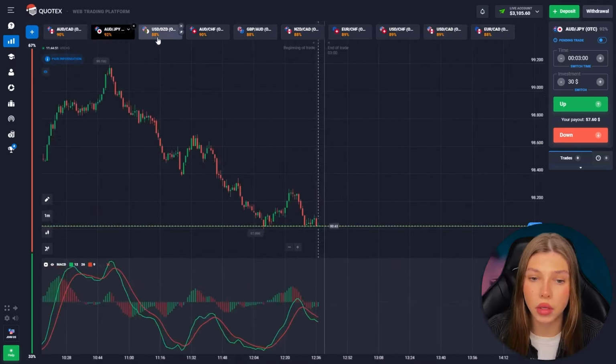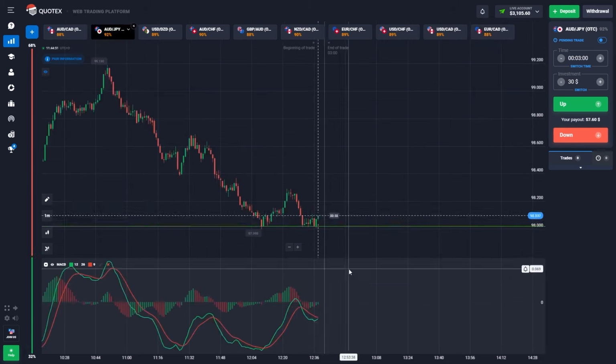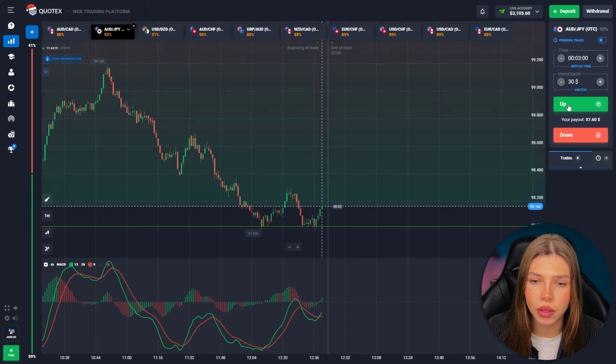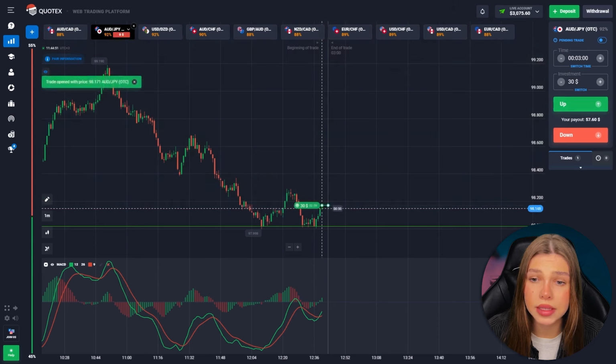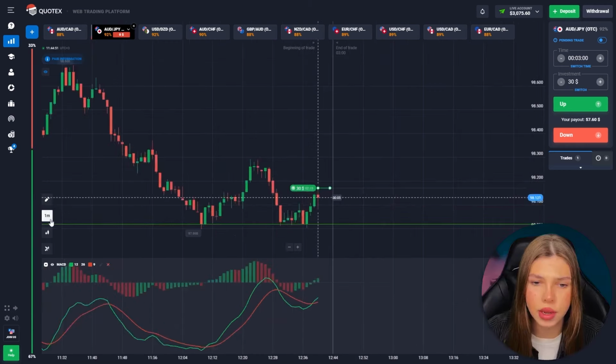So here we go again on our chart. The green line is already creeping up to the red line, so waiting for the crossover. The crossover is there. We open a deal on an upside, a little bit late, but it's nothing bad. Let's change the time frame.